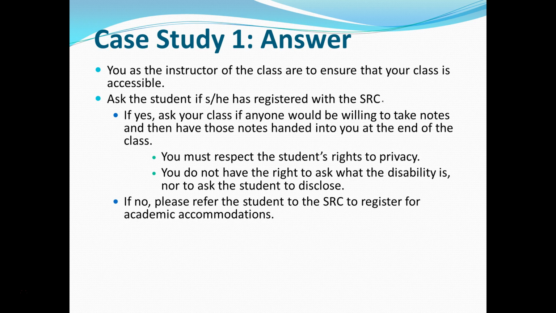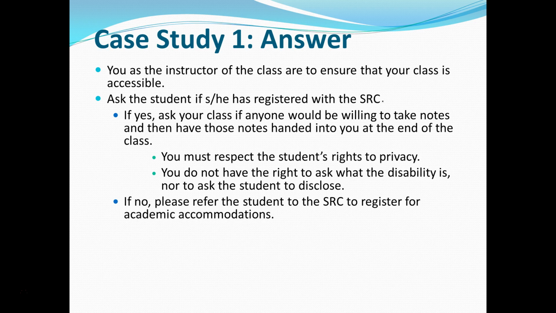You must respect the student's rights to privacy. You do not have the right to ask what the disability is, nor to ask the student to disclose. If no, please refer the student to the SRC to register for academic accommodations. By not asking the student to disclose their disability, nor identifying the student with the disability, you can then provide the student with accessibility and accommodations in class and provide the notes to the student after class.